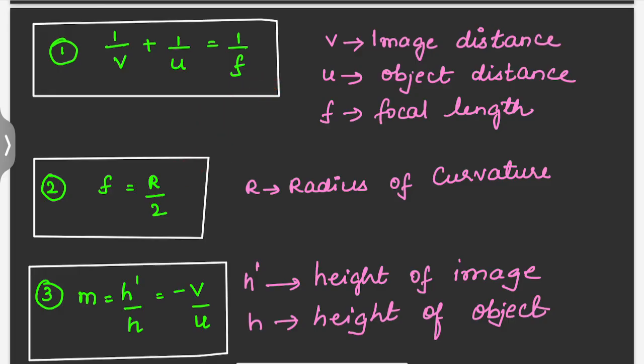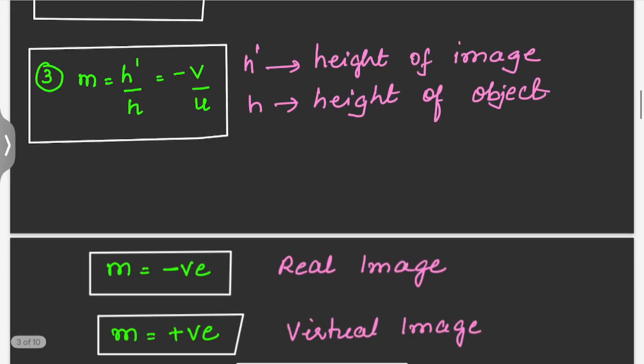The second important formula is f is equal to R divided by 2, where f is called the focal length and R is called the radius of curvature. The third, very important formula is called the magnification formula. m is called the magnification. m is equal to h dash divided by h, and this is equal to minus v divided by u. h dash is called the height of the image and h is called the height of the object. So these are the three formulas which are very important in calculation.